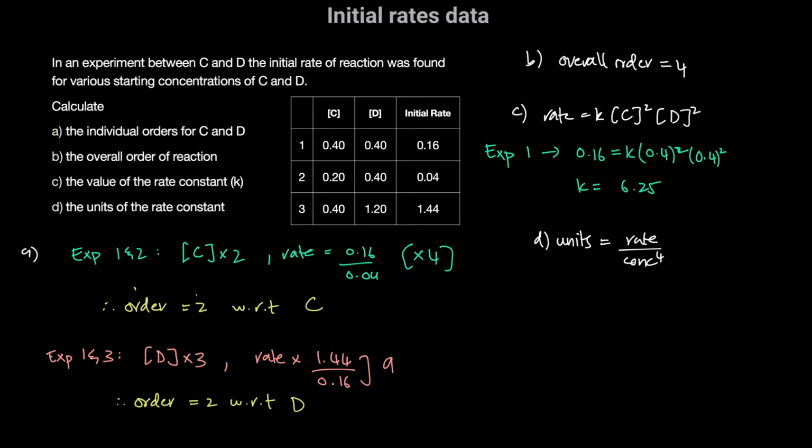Okay, so we get moles per dm cubed per second. Those are the units for rate always, change in concentration over change in time. We're going to divide that by concentration to the power of 4, which is mole to the power of 4 dm to the power of minus 12. So the units over here come out to mole to the power of negative 3, that's 1 minus 4, dm to the power of 9, that's minus 3 minus minus 12, per second. So those are the units of k over here. So you have 6.25 mol^-3 dm^9 s^-1.